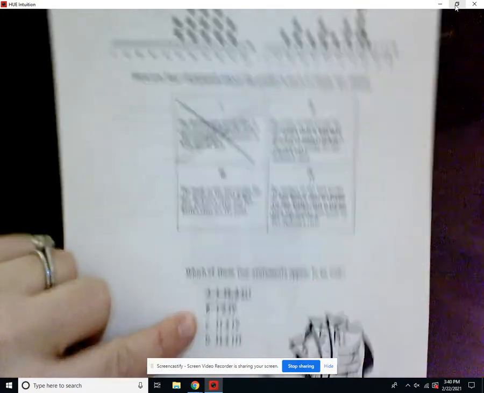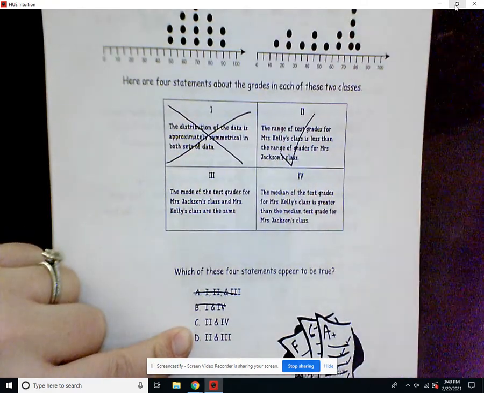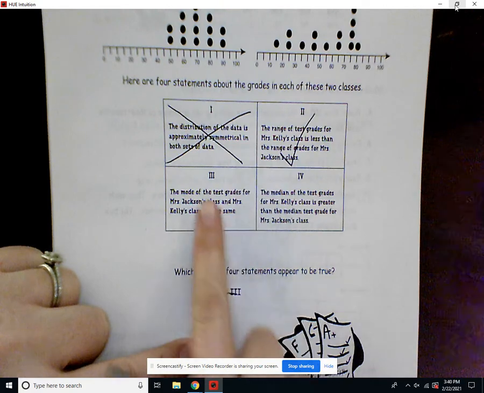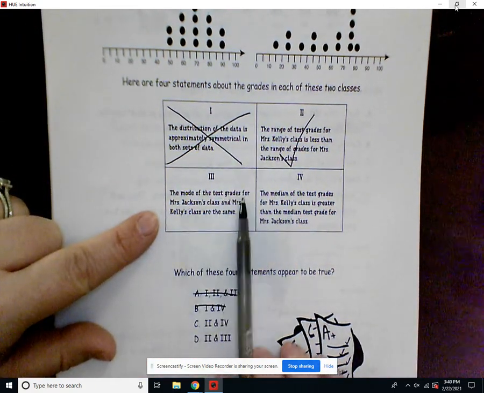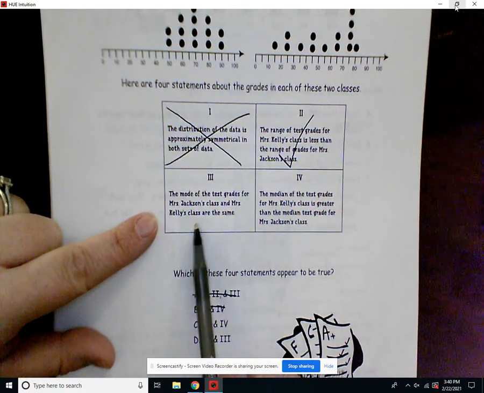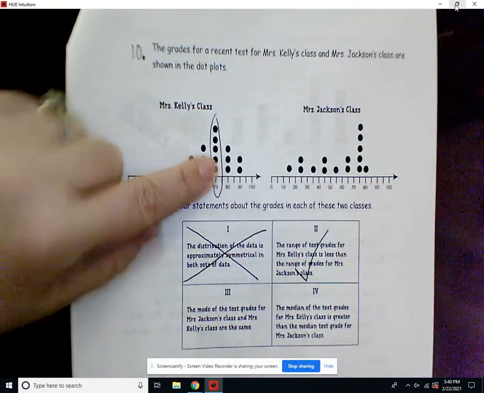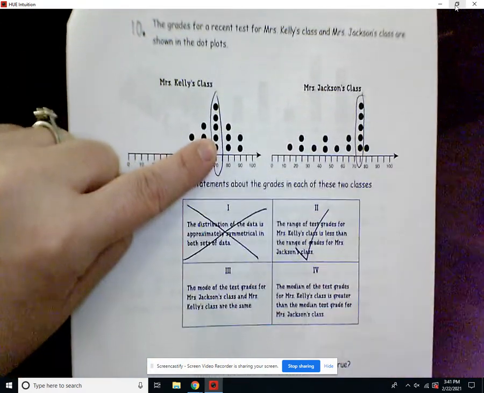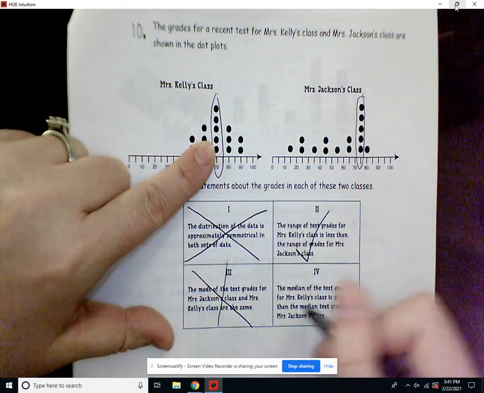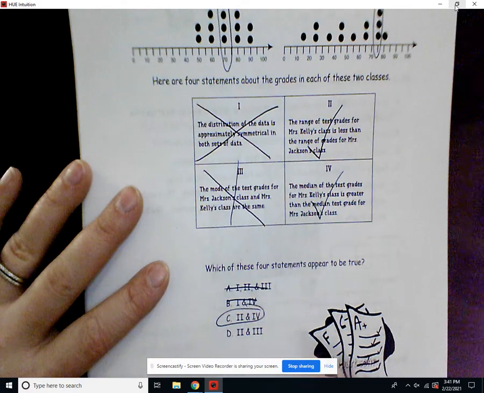So that means it can't be A or B because they both have 1. If we look at our answer choices, they both have 2. So we know 2 has to be right, so let's not worry about finding it. So we're looking for, is 3 right or is 4 right? For 3, the mode of Mrs. Jackson's test grades and Mrs. Kelly's are the same. The mode is the most. The mode for Mrs. Kelly is 70. It's got the most dots. The mode for Mrs. Jackson's is 75. Those are not the same. So 3 is wrong. So that means 4 is also right. So that's going to be C.